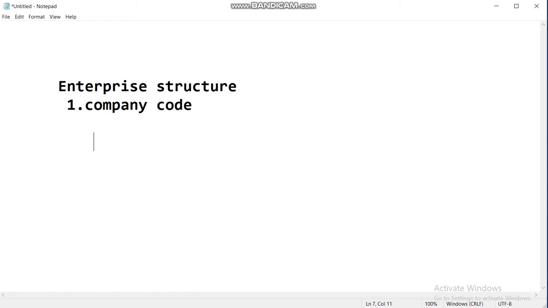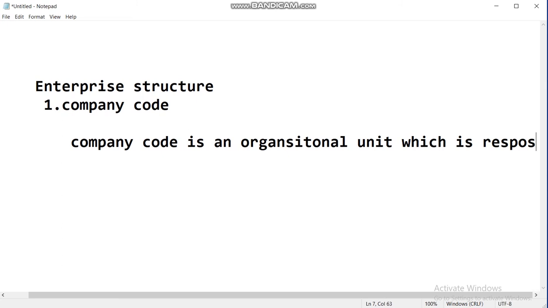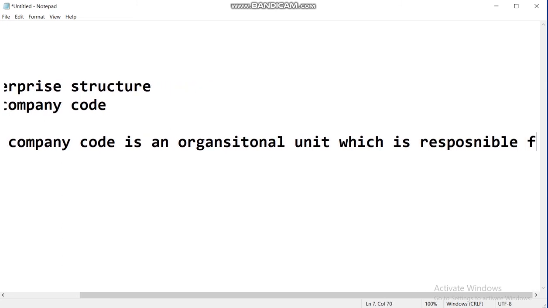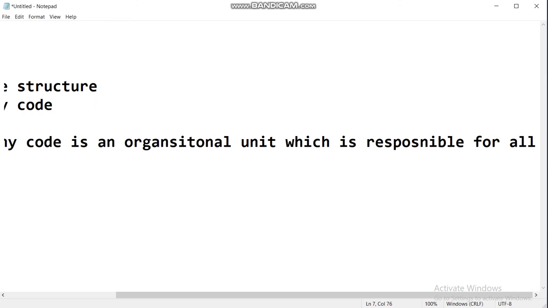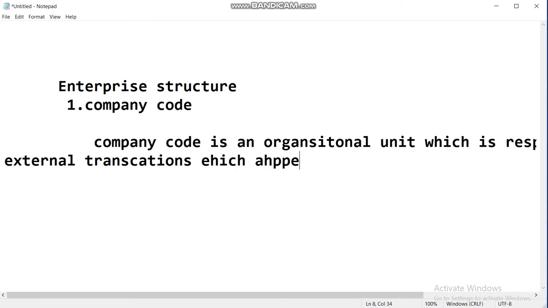What is company code? Company code is an organizational unit which is responsible for all external financial transactions which happen in the company.